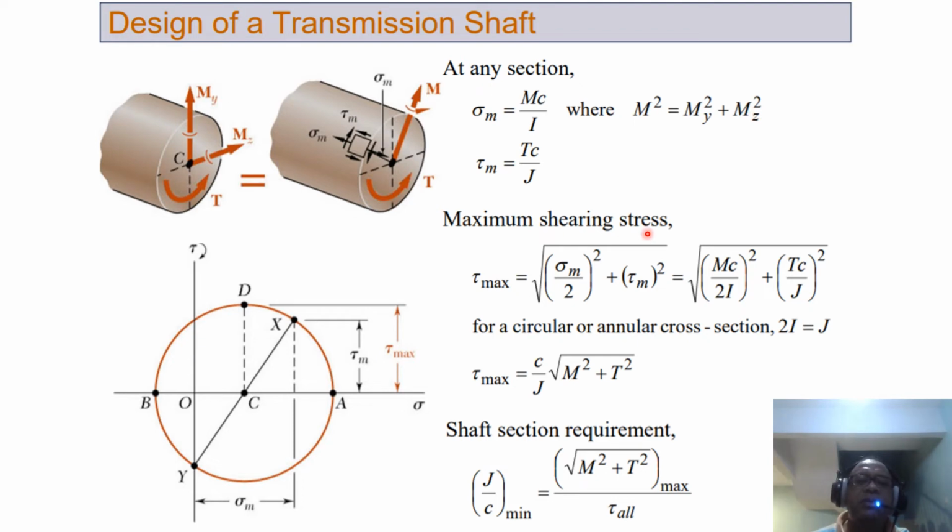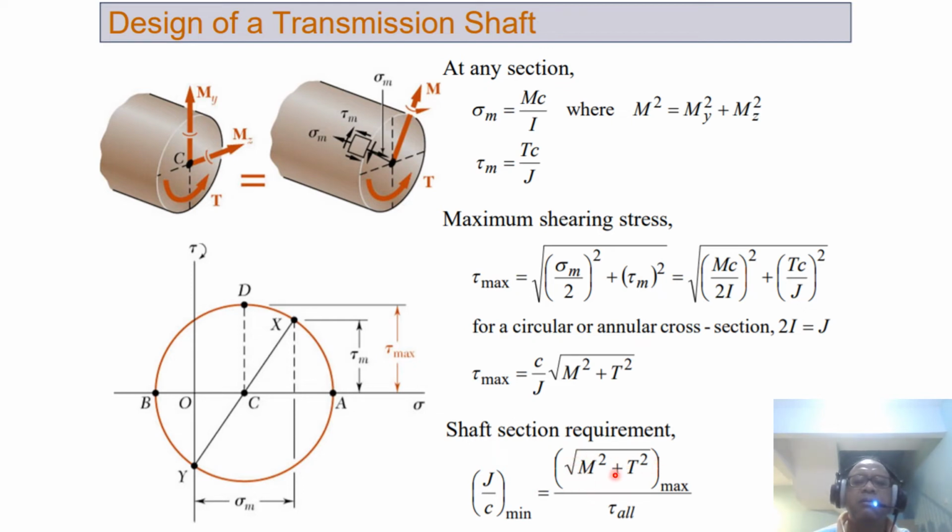So the maximum shear stress, tau max, equals the mean value of the stress plus the tau acting on that, and we can have this as Mc over 2I plus Tc over J, all squared. For a circular cross section, 2I equals J, and we can then find tau max equal to c over J. We can make this common, and then square root of M squared plus T squared. So the shaft section requirement is J, the polar moment of inertia, divided by c, equivalent to the square root of M squared plus the maximum torque subjected.